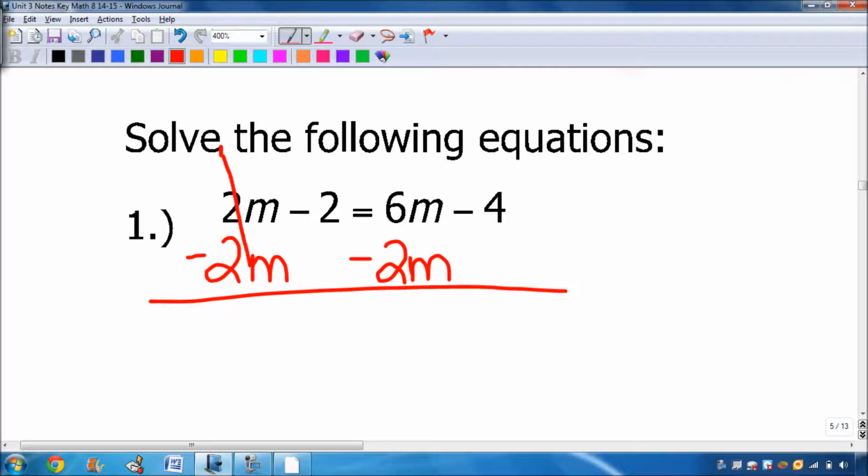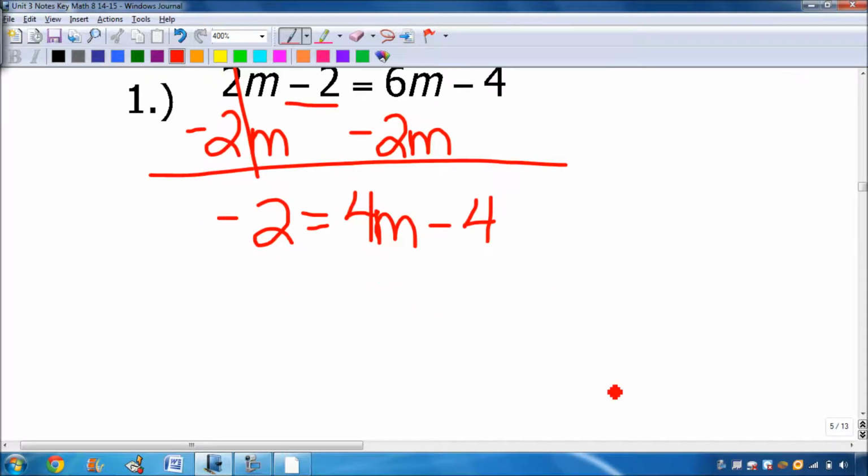So the 2m and the negative 2m cancel each other out, and you end up getting negative 2 left over on the left side. This is what's left over here, okay? And then 6m minus 2m is 4m. And then I copy down the minus 4. Now this turns into a regular two-step equation that you're completely used to doing, okay?